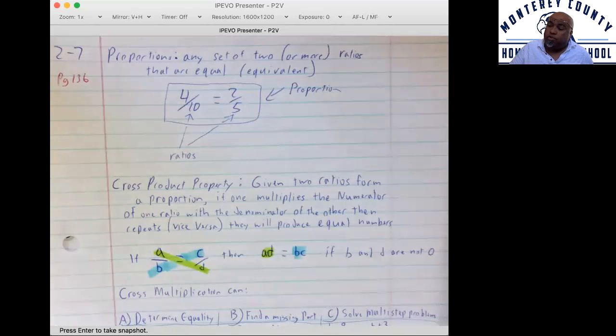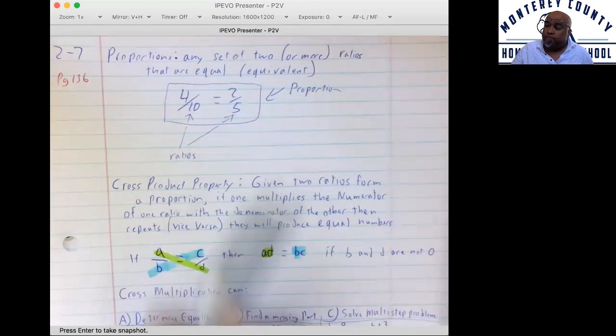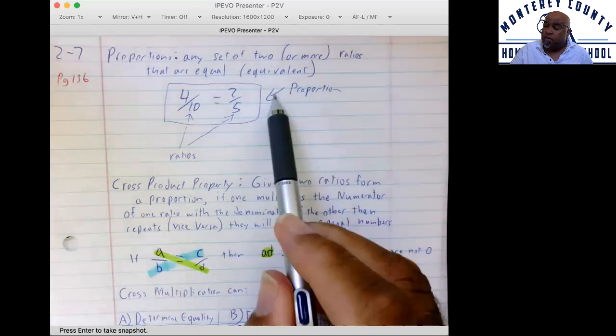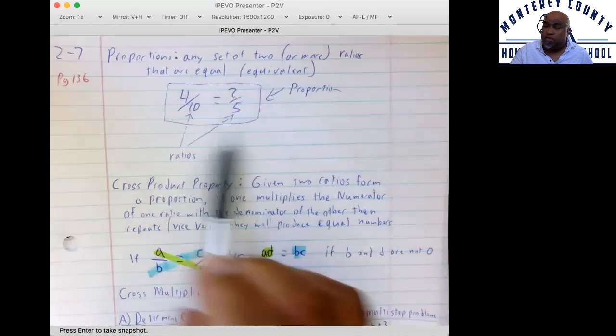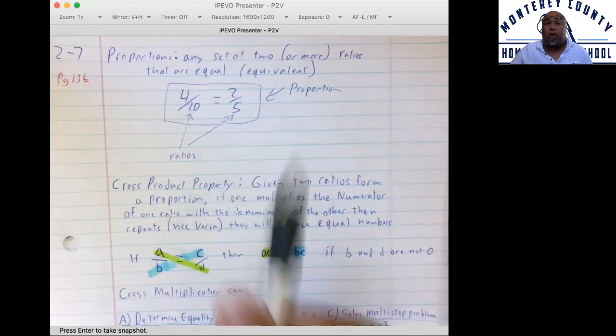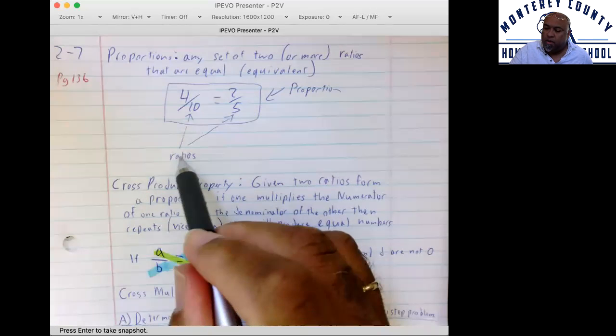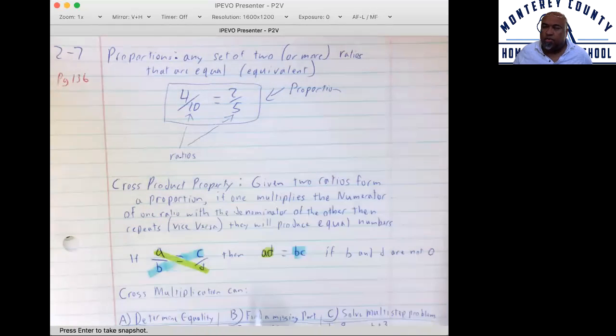Now I have our proportion right here. 4/10 is equal to 2/5. Now you notice that I pointed my arrow to this entire box. This entire thing, this pair of ratios, is a proportion. It's not one ratio or the other. 4/10 is not a proportion, and 2/5 is not a proportion. Together they make a proportion. And I pointed out here that both of these are ratios.